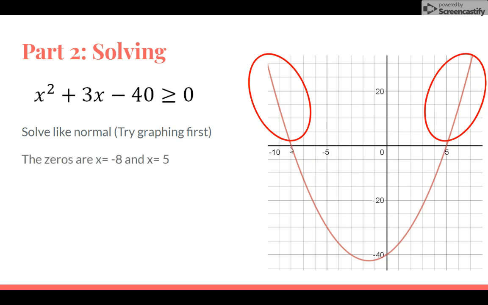Once we have it graphed, we see pretty quickly my zeros occur at x equals -8 right here, and also x equals 5. Those are my 2 zeros. But I want to figure out where the equation is greater than or equal to 0. So I'm looking for the parts where it's above. So that's the values that would make the original inequality true, right?